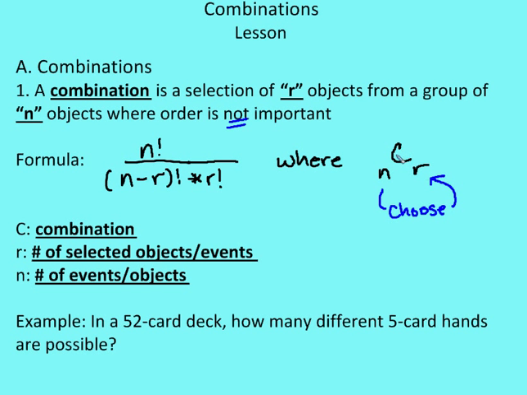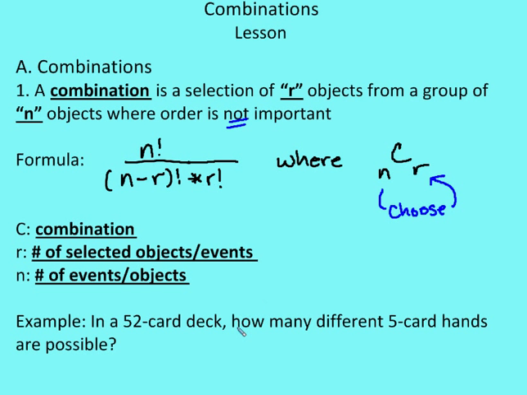And I write this C here, so this is shorthand for combination. n would be the left-hand subscript, r would be the right-hand subscript. So I'm choosing r objects from a total group of n objects. So again, C is the combination, r is the number of objects that I'm selecting, and n is the number of objects I'm selecting from. And the formula again is n factorial divided by n minus r factorial times r factorial.